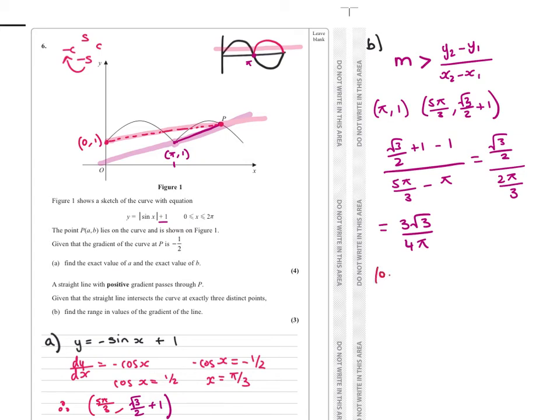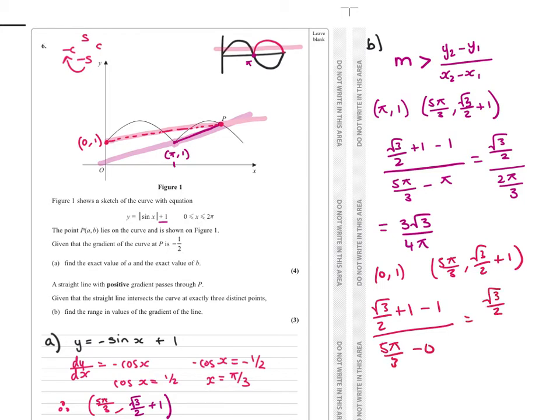So again, we're going to have 0, 1, and we're going to have 5 pi over 3, root 3 over 2 plus 1. So we're going to have root 3 over 2 plus 1 minus 1, over 5 pi over 3 minus 0. We're going to have root 3 over 2 divided by 5 pi over 3, which is actually going to give us 3 root 3 over 10 pi. Okay, perfect. Now we have our 2 values of the gradients, okay?